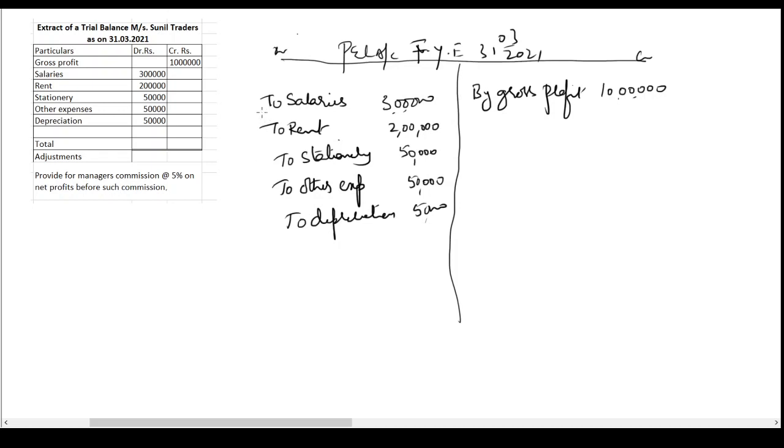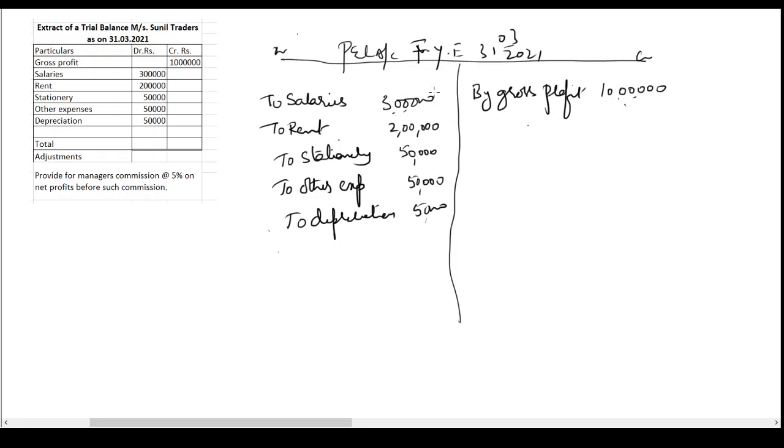So if you observe the profit and loss account, you are given the gross profit and you are given all other expenses other than manager's commission. So manager's commission has not been provided yet, or the manager's commission has not been considered as an expense in the P&L account, it has not been debited yet to the P&L account. So if I find out the net profit now, manager's commission has not been debited yet. So whatever net profit is left now is nothing but net profit before allowing the manager's commission.